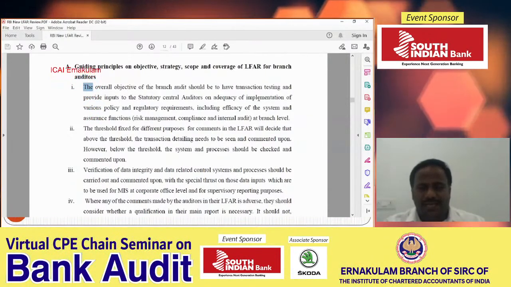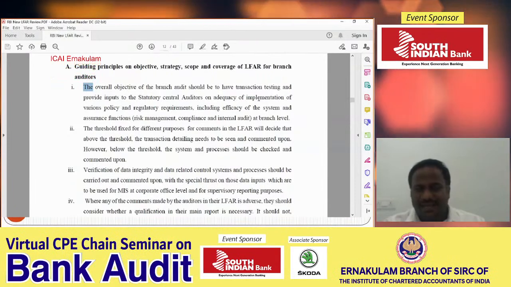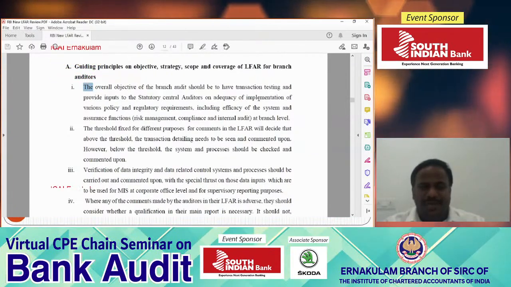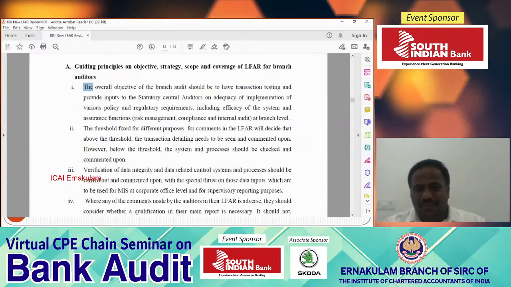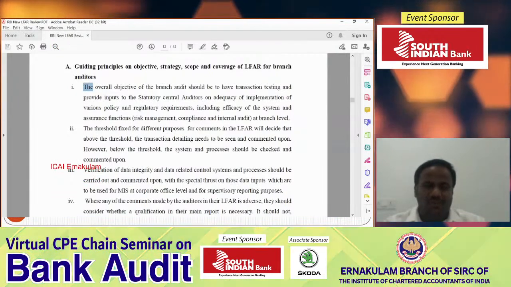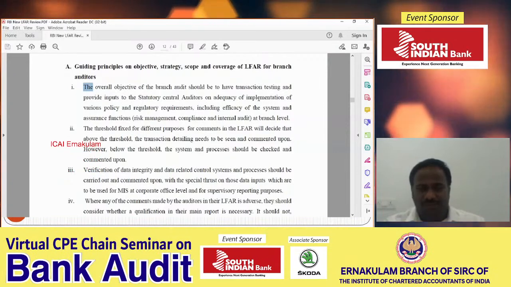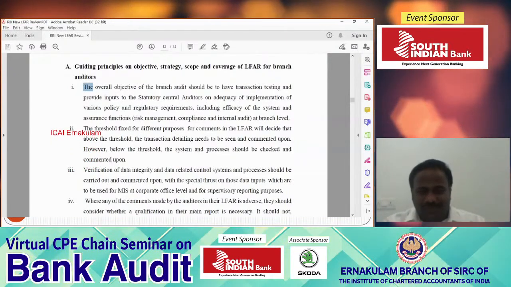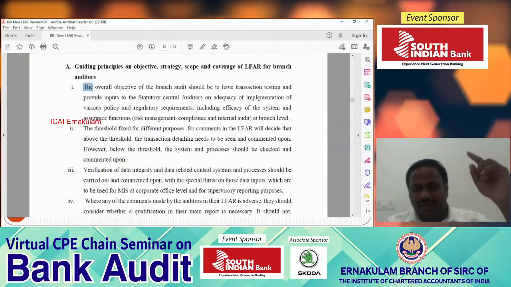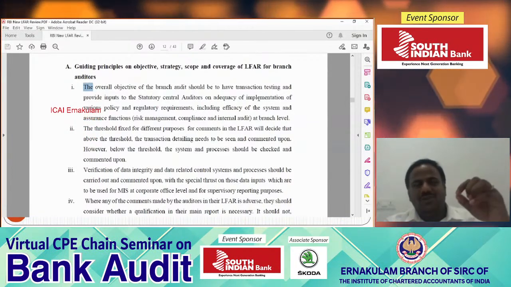What they do in a hurry, they just go to the system and change the date so that the account will not slip into NPA. But when it comes to the documentation, no documentation is available for the short review. When you identify it, you put it in the report. When 20 auditors put the same thing in the report, now the central statutory auditors start looking into this.